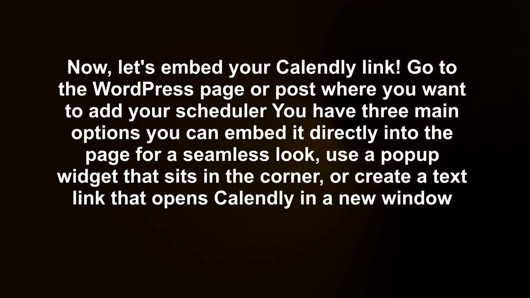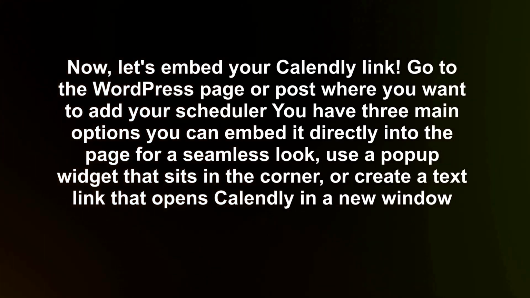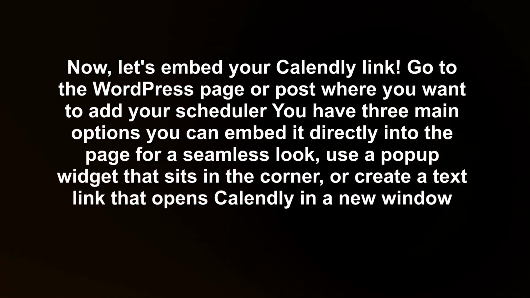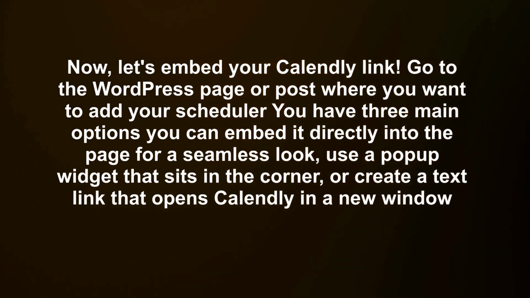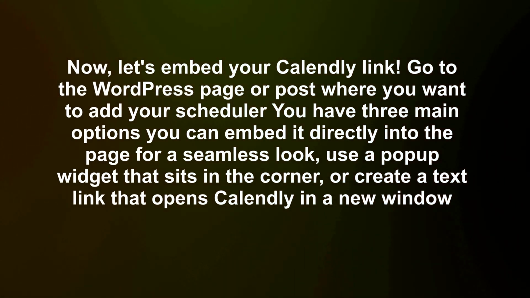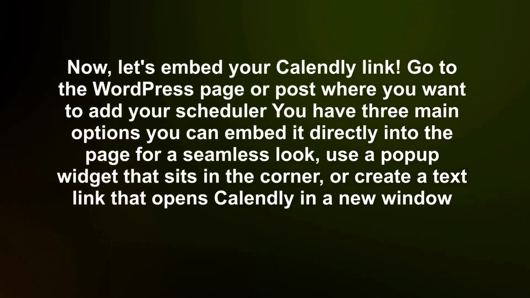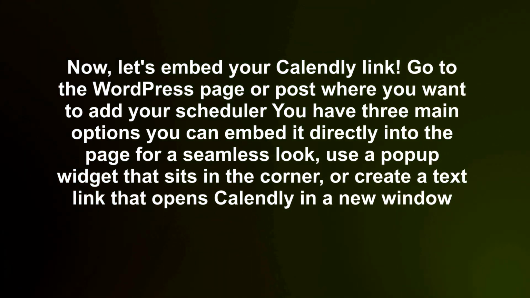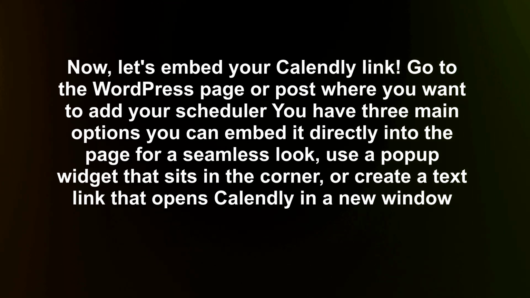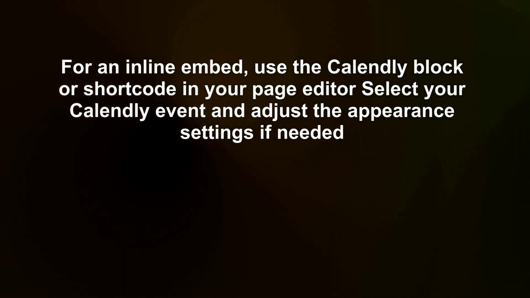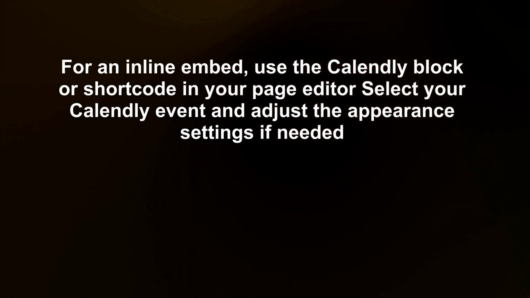Now, let's embed your Calendly link. Go to the WordPress page or post where you want to add your scheduler. You have three main options. You can embed it directly into the page for a seamless look. Use a Popup widget that sits in the corner, or create a text link that opens Calendly in a new window. For an inline embed, use the Calendly block or shortcode in your page editor.